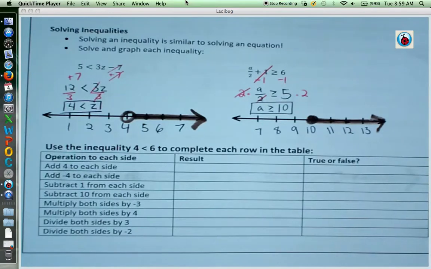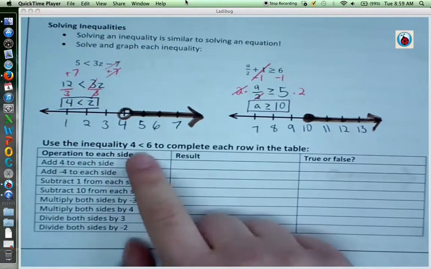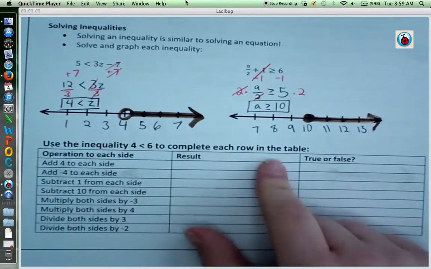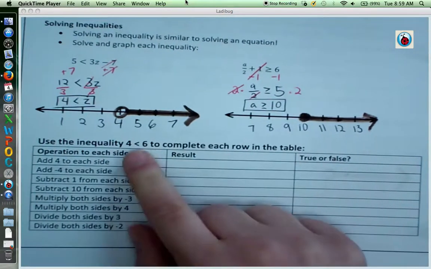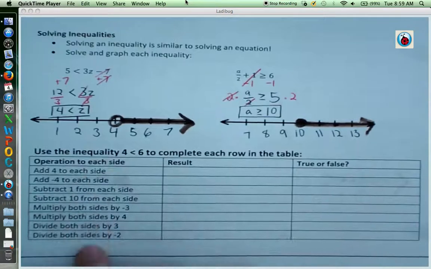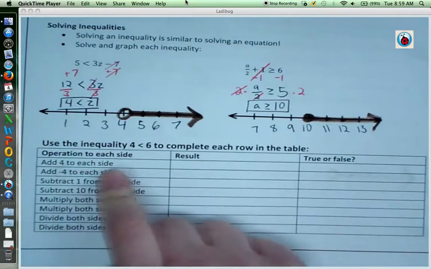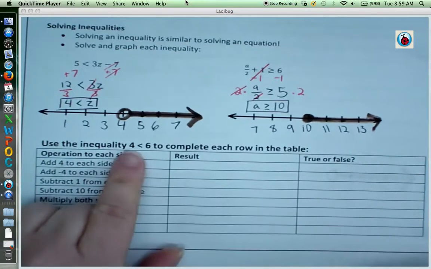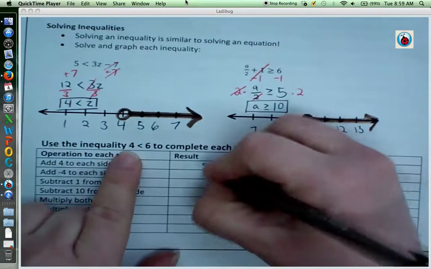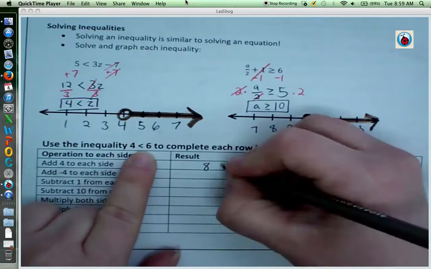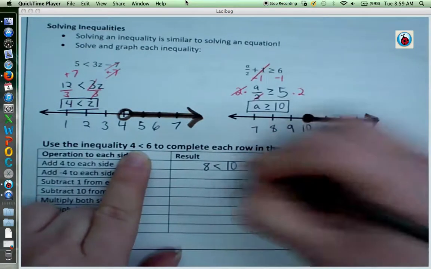Here's another activity. Use the inequality 4 is less than 6 to complete each row in the table. Okay, so we're going to be doing this to each side one by one. So add 4 to each side. If I add 4 to each side of this inequality, 4 plus 4 is 8. 6 plus 4 is 10, so I have 8 is less than 10.